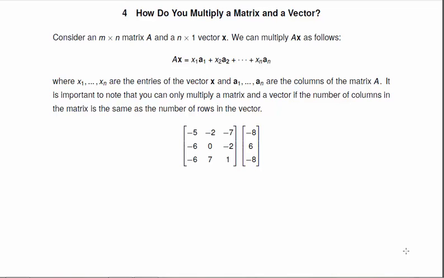So basically what we're going to do here is take the first entry of x times the first column of A, the second entry of x times the second column of A, continue this, and then add them all up. And it's important to note that we can only multiply a matrix and a vector if the number of columns in the matrix is the same as the number of rows in the vector.